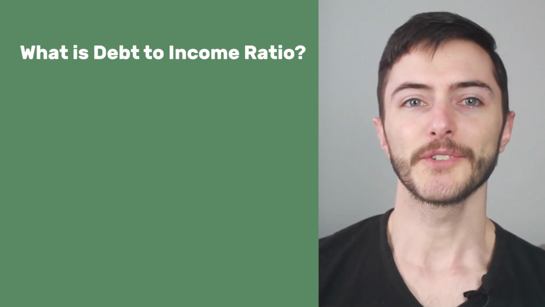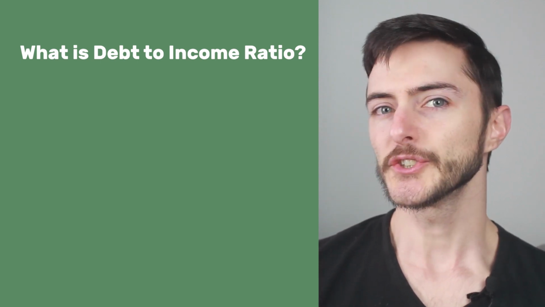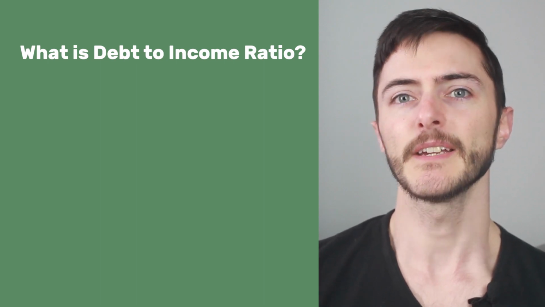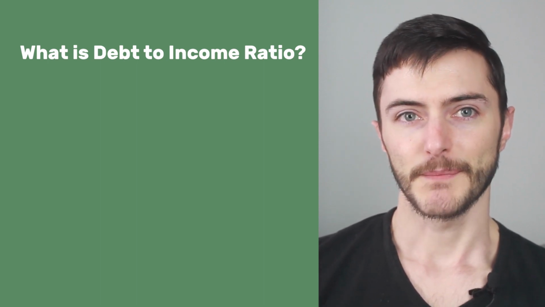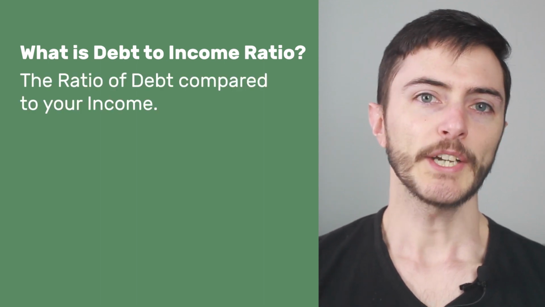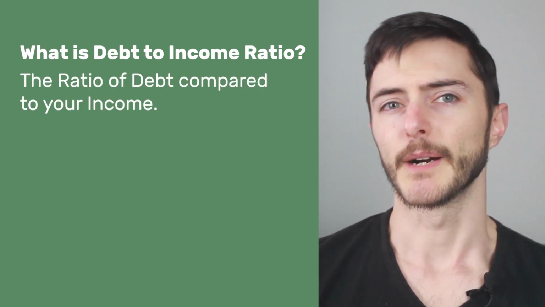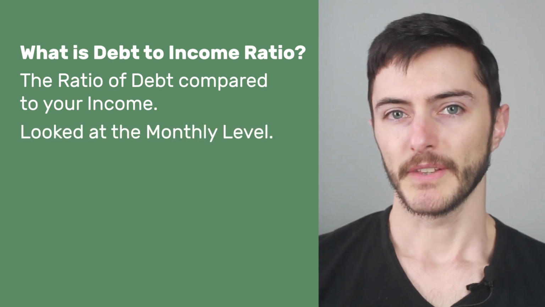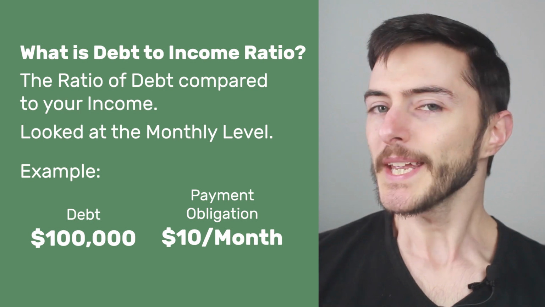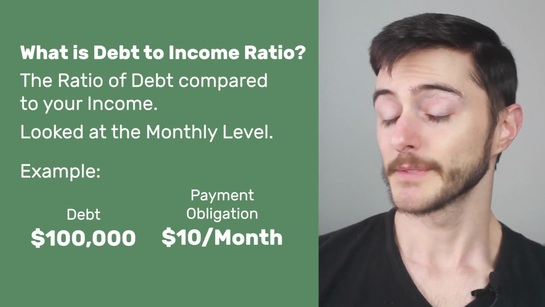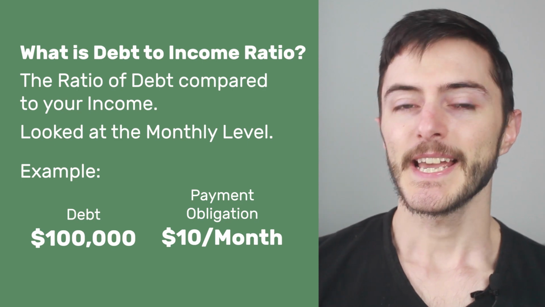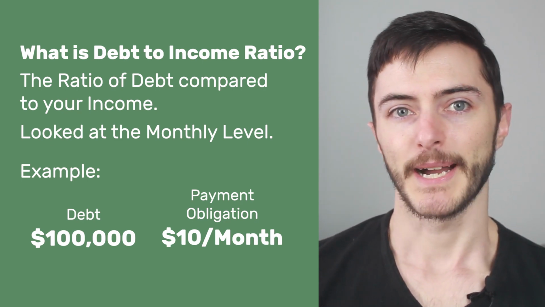First off, what is your debt-to-income ratio? There's actually two different types of debt-to-income ratios, or DTI, because that's just easier to say, but we'll go over the differences in just a minute. Now, DTI is pretty much exactly what it sounds like. It's the ratio of your debt compared to your income. And this is looked at on the monthly level. So if you have $100,000 in debt, but you only have to pay $10 per month, well, then congratulations, you got a great deal. And even though you have $100,000 in debt, your DTI is only impacted by $10.